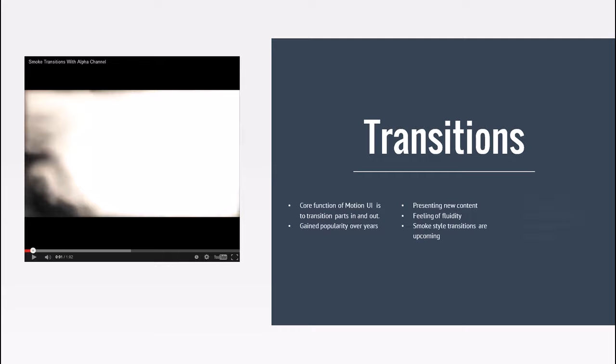Let's look at transitions. Transitions are a core function of motion user interfaces. They have, again, been around for many years, but have gained popularity over the years. They are utilized to present new content as well as replace content. Again, they give the feeling of fluidity, and you can utilize the JavaScript library to create transitions. One of the transitions that is upcoming is the smoke style transition, and smoke style transitions are utilized for storytelling.